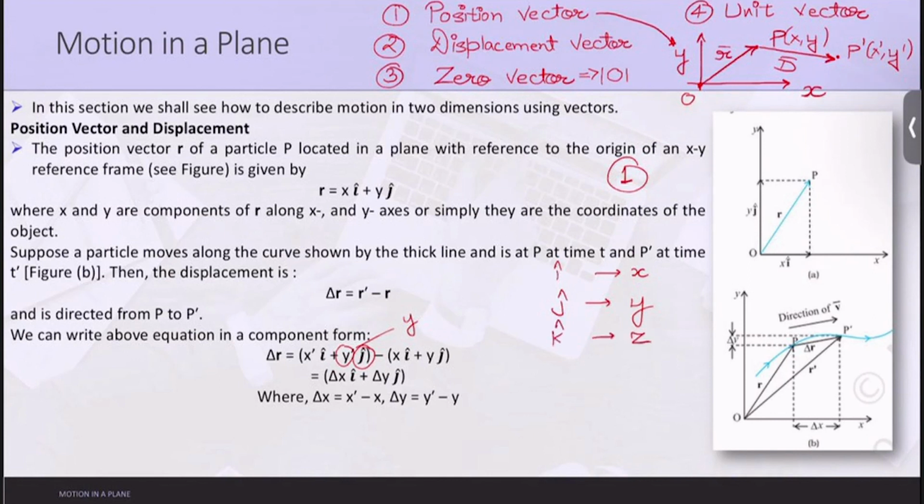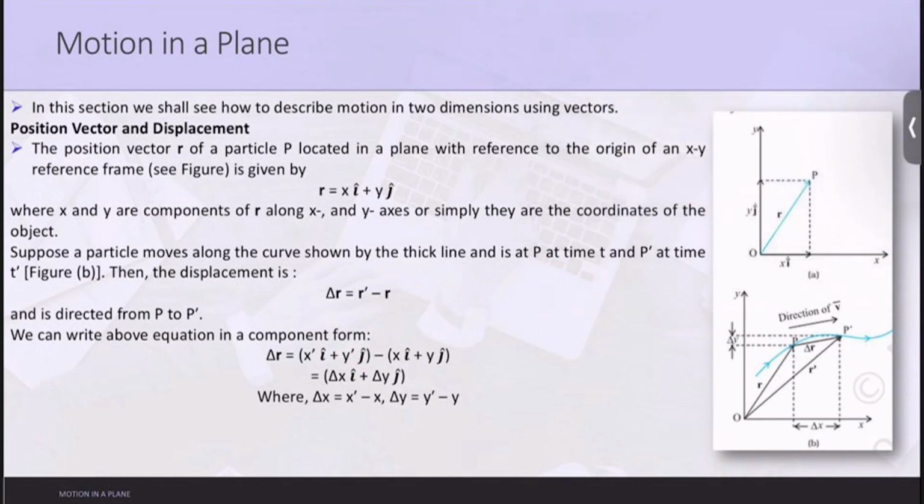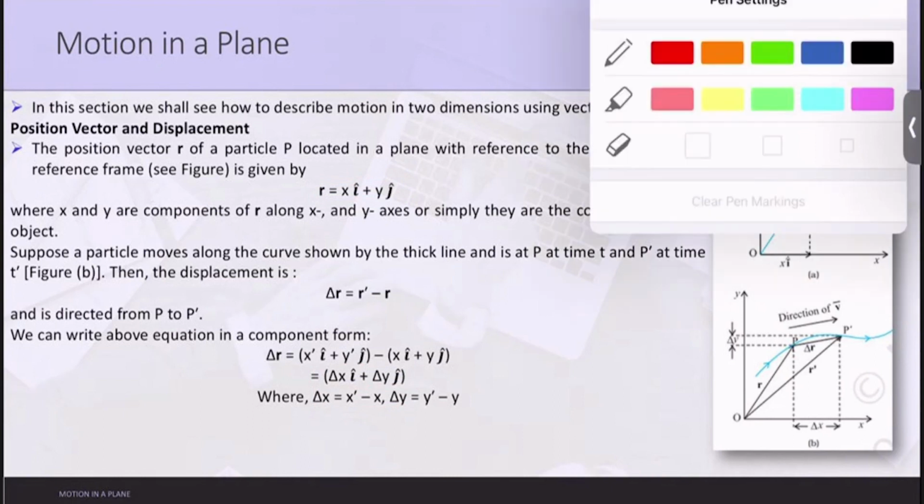Okay. That being said, we understood the position vector and the displacement in the last lecture only. So basically we calculated that r bar is equal to x i cap plus y j cap. And similarly for the displacement, delta r is equal to delta x i cap plus delta y j cap, where delta x is x dash minus x, and delta y is y dash minus y. Fine. That being said, let's move forward.